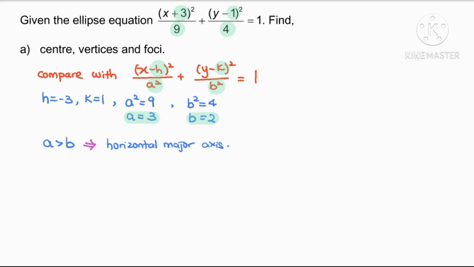So we are going to use this formula, c² equal to a² minus b², to find the value of c. So we know that a² is equal to 9 and b² is equal to 4. So 9 minus 4, we have 5 here. So c is equal to √5. After we identify the values of h, k, a, b, and c, now we can find the center, vertices, and foci.